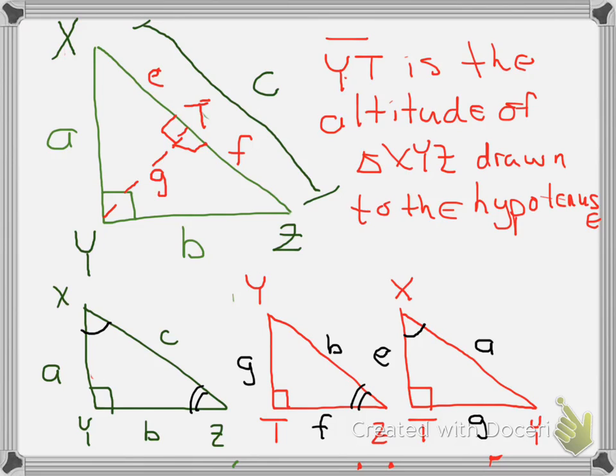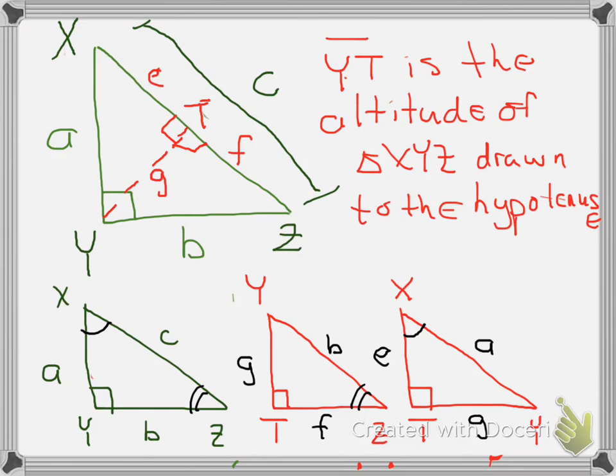Remember, an altitude goes from a vertex, in this case Y, and is perpendicular with the line containing the opposite side. So it's perpendicular to XZ, which is the hypotenuse. If we give the two legs length A and B as shown, and the hypotenuse, XZ, is marked with length C, you'll notice that segment YT divides the hypotenuse into two parts. I've marked them here as E and F.